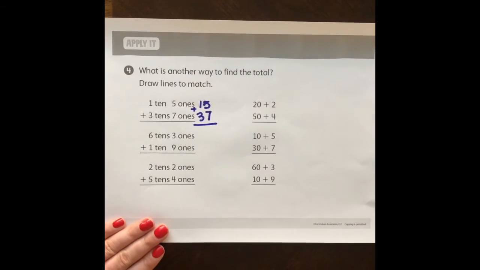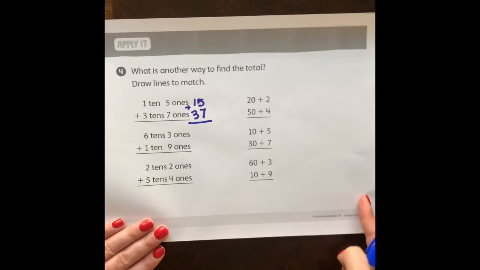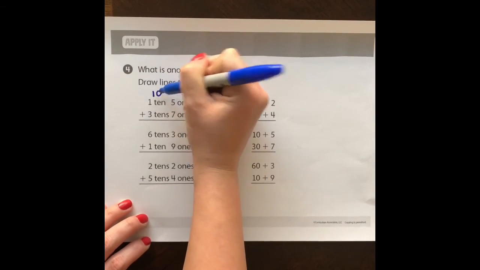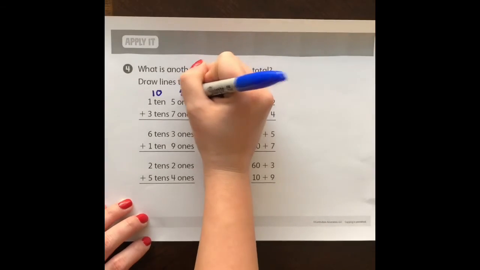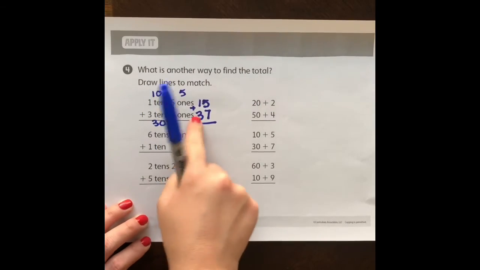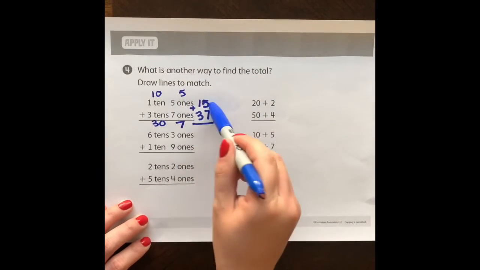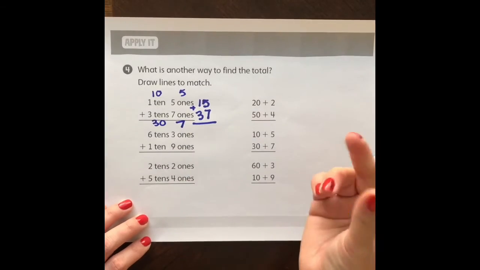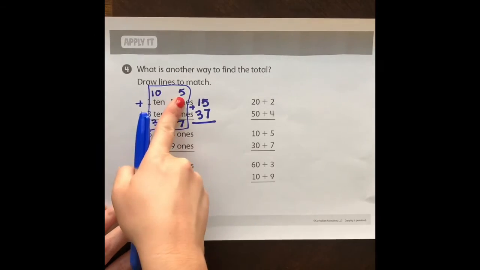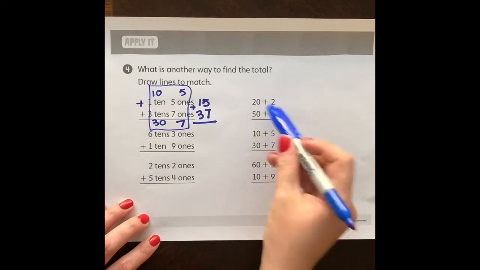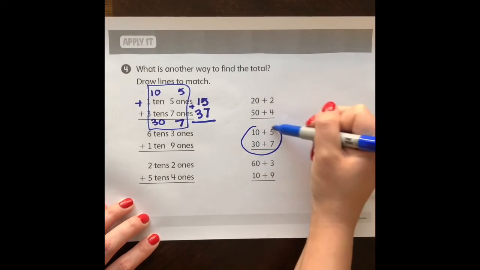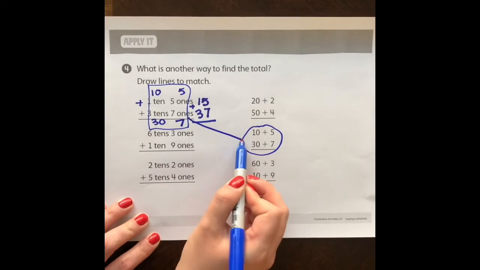So this is what our equation should look like. And to make this even simpler, friends, all we're really doing is writing a 10 and a 5. 3 10s is 30. And a 7. Do you see how this is the same thing as this, friends? So do we see a problem that looks like this right here? A 10 and a 5 and a 30 and a 7? Yep, right here. So we're going to draw lines to match this equation here.